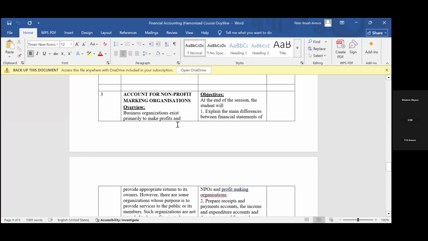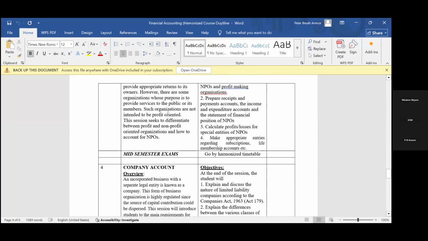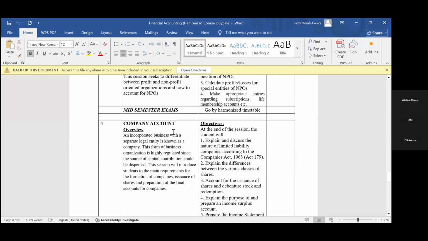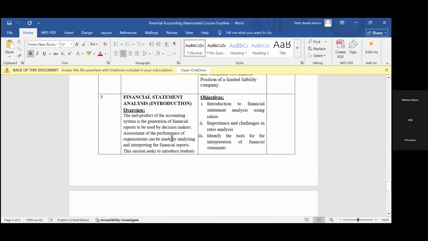Then the third one will be accounts for non-profit making organizations. We have businesses set up mainly not to make profit, so we'll look at their accounts as well. Then we'll also talk about company accounts, what a company is, and then the accounts they prepare. We'll touch on the basic ones, not going into complex situations.